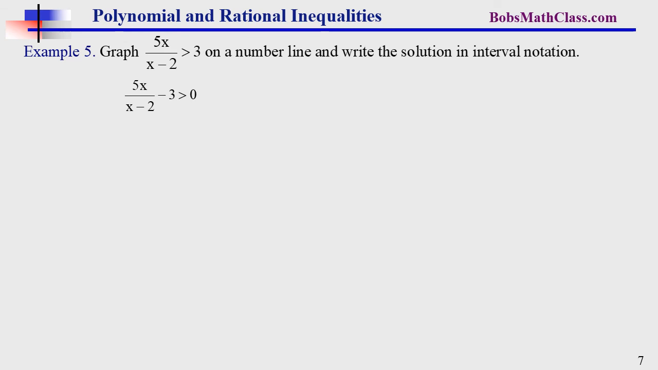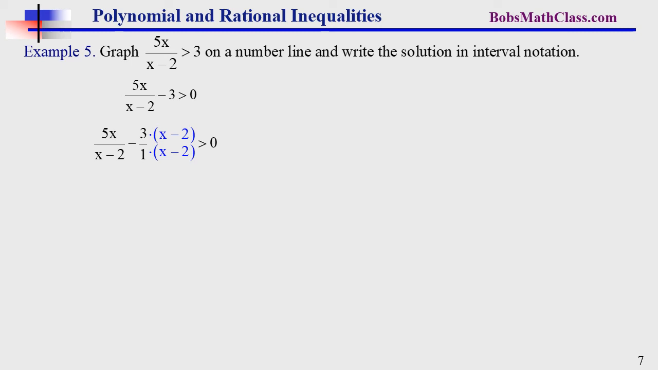5x over x minus 2 minus 3 greater than 0. Let's put a 1 underneath the 3. And then you're going to need to get a common denominator because we have to make the fractions have the same denominator. We need an LCD. Well, in this case, it's going to be x minus 2. So the numerator and denominator of 3 over 1 is going to need an x minus 2.